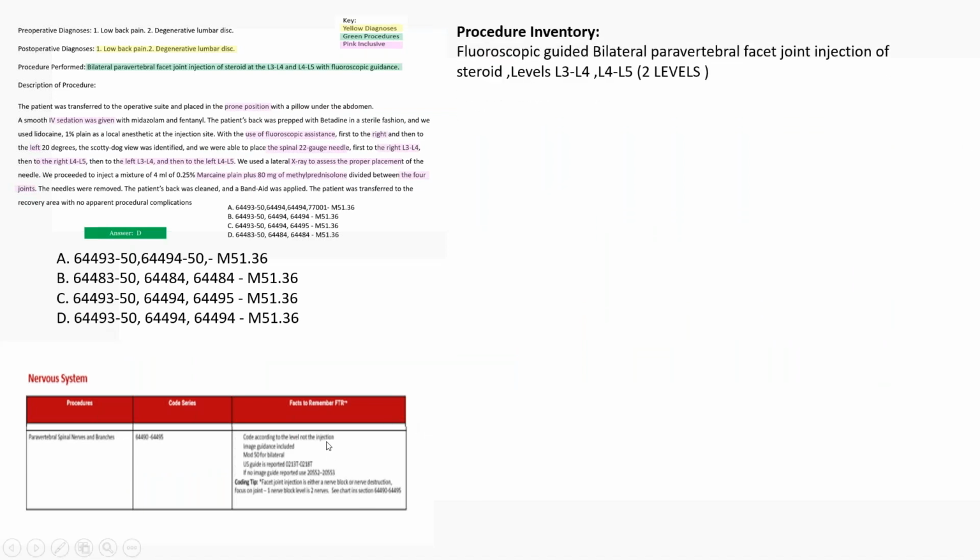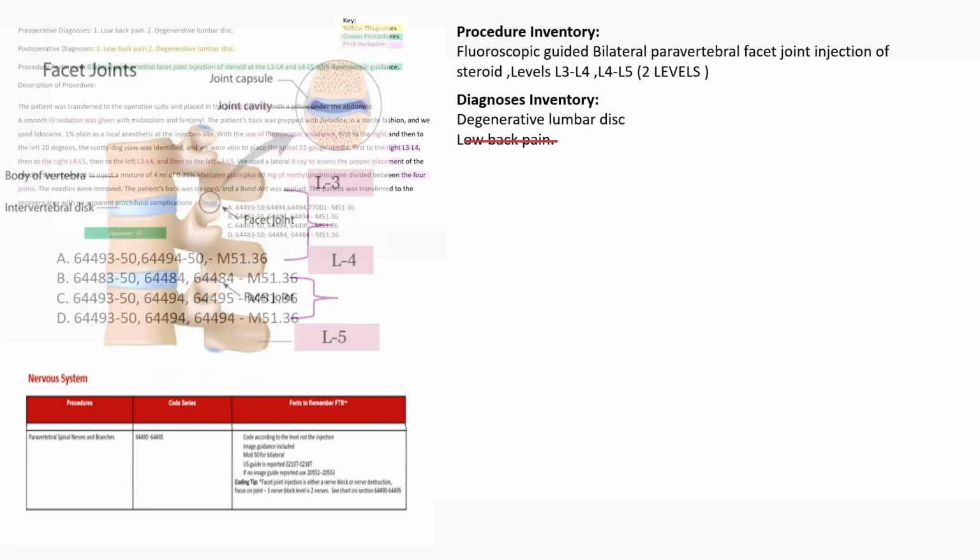Okay, now the procedure inventory, we are having fluoroscopic guided bilateral facet joint injection of a steroid at the L3 and L4 and L4 and L5. That's two levels. And the diagnosis inventory, we are having degenerative disc disease and low back pain. Since the low back pain is a symptom of a degenerative lumbar disc, we won't be coding them separately.